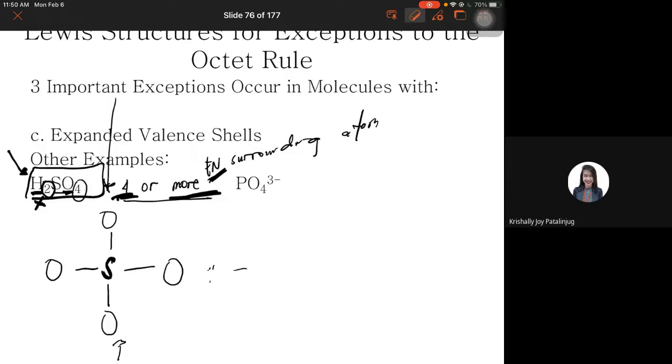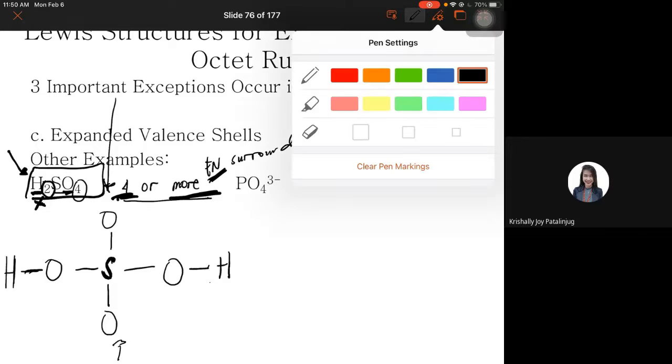So, let me draw it. So you have one hydrogen here, very external nga hydrogen, another very external nga hydrogen. Okay, so that's how you decide how you decide for the placement of the atom? Let me repeat para mas klaro.